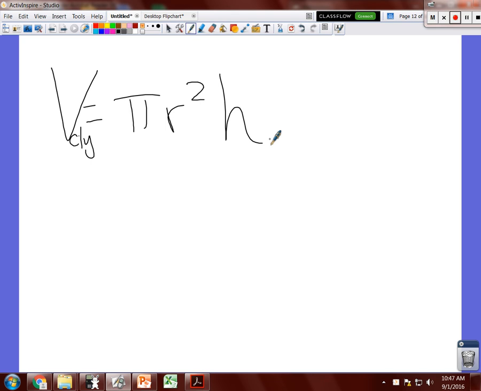Now, pi is easy. We know what it is. 3.14. You know what, as a science teacher, it has always driven me nuts that pi doesn't have a unit. I don't know why. I just hate it.